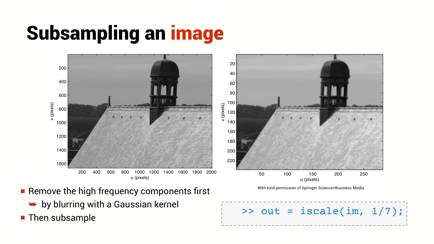So in order to properly subsample an image, what we need to do is to apply a Gaussian kernel and then subsample or decimate. These two steps are done together in the toolbox function iScale. So the iScale function, we pass in our high resolution input image and we pass in the scale factor. In this case, I want the image to be 1/7 the size of the input image. The result will be the low resolution image shown here on the right. Notice now that those artifacts due to aliasing have been eliminated.